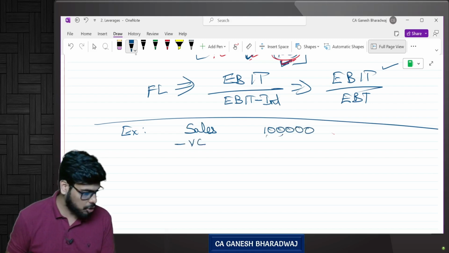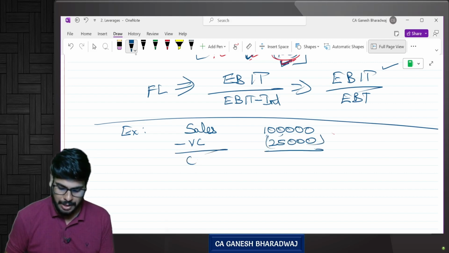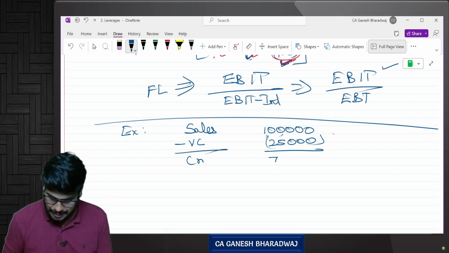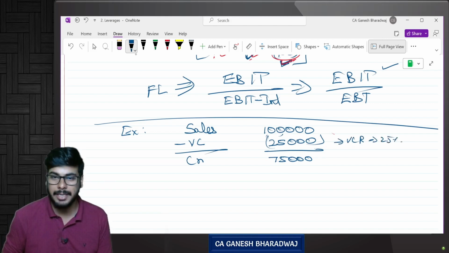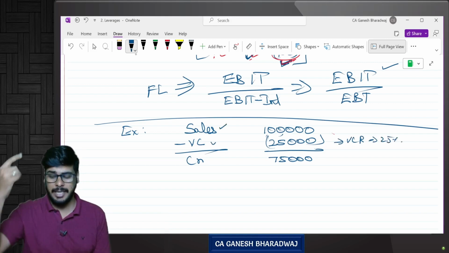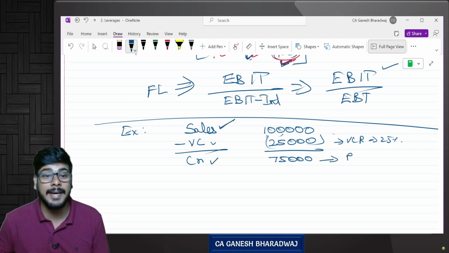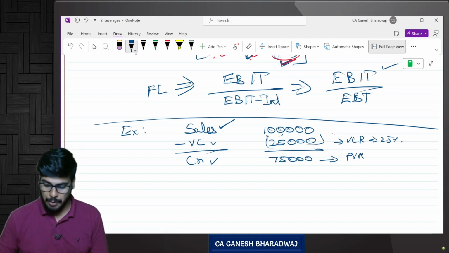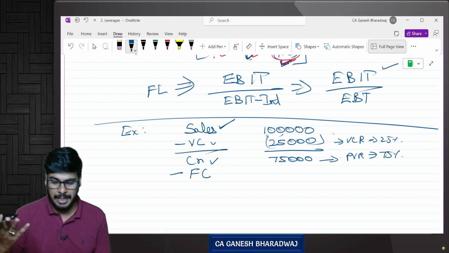Now let's say the variable cost is 25%, that is 25,000 rupees. So what is going to be your contribution? The contribution is going to be 75,000 rupees. Are you clear with this? So can I say the variable cost ratio, the VC ratio, is nothing but 25%? That is variable cost expressed as a percentage of sales is called VC ratio. Similarly, contribution expressed as a percentage of sales is called PV ratio, the profit volume ratio. 75,000 upon 1 lakh is going to be how much? 75%, right? Minus fixed cost, basically fixed operating cost.